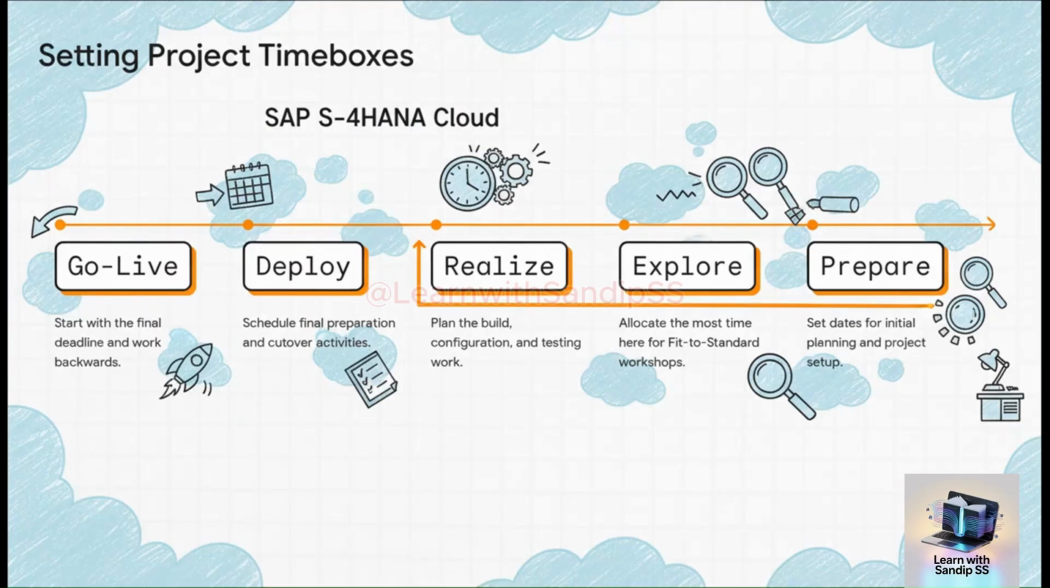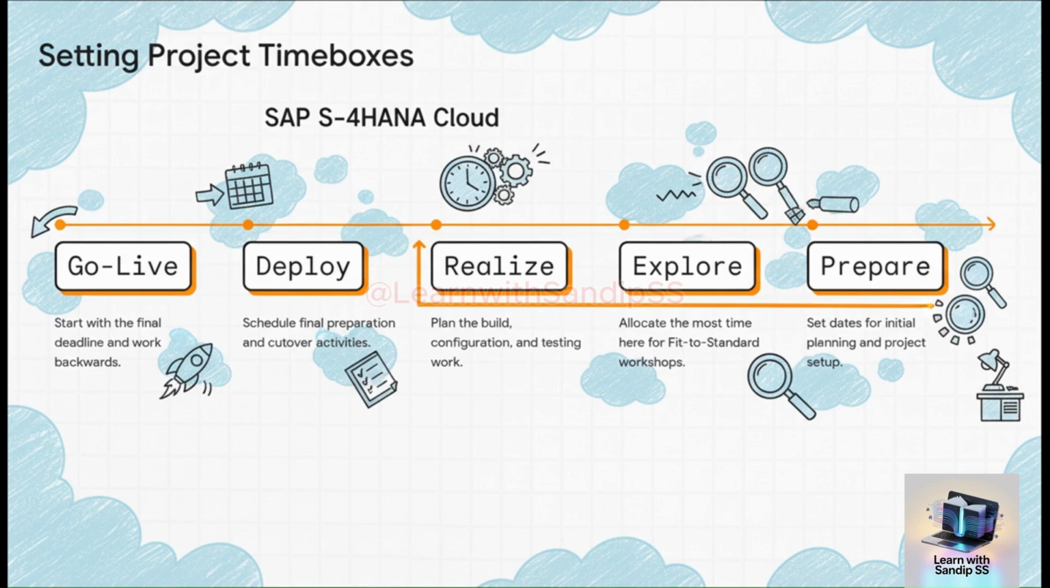So once you've picked your roadmap, it's time to set up your project phases, or what we call time boxes. Now, what's the best way to do this? Here's a pro tip. Work backward. Always start with a final go-live date, and then plan backwards from there. Your deploy phase, realize, explore, and prepare. And listen, if there's one mistake people make, it's this. They don't block out enough time for the explore phase. That's where all your fit-to-standard workshops happen, and it almost always takes the most time.